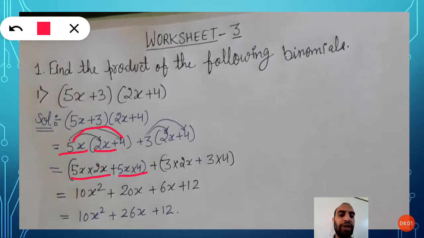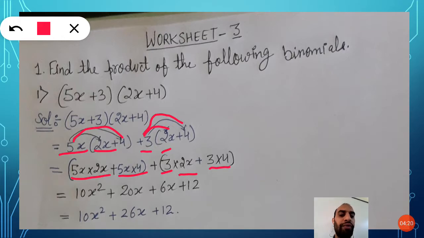So first bracket is solved. Similarly, we need to solve the second part, that is 3 is outside and 2x is inside. So first term with first, that is 3 into 2x. Then what is the second term? 3 into 4, 3 4 ja 12. So let's see how to multiply now.